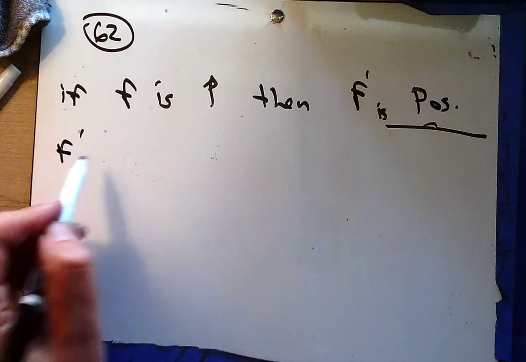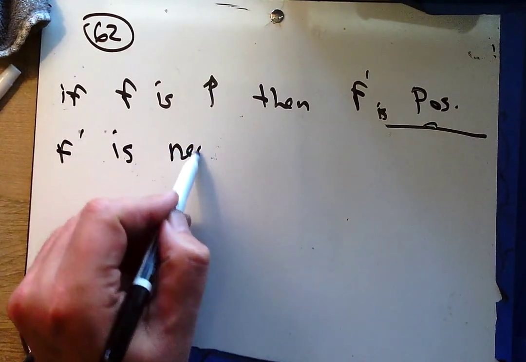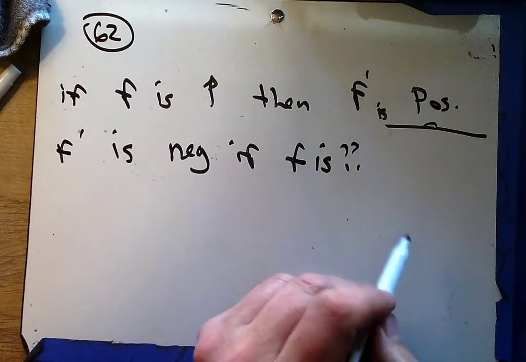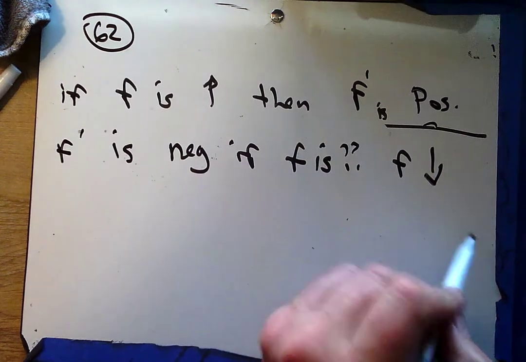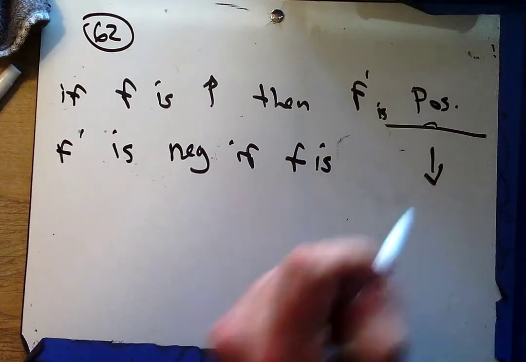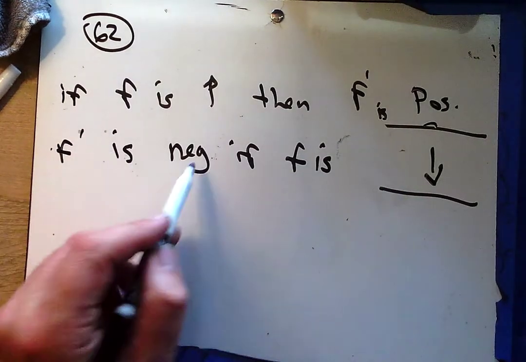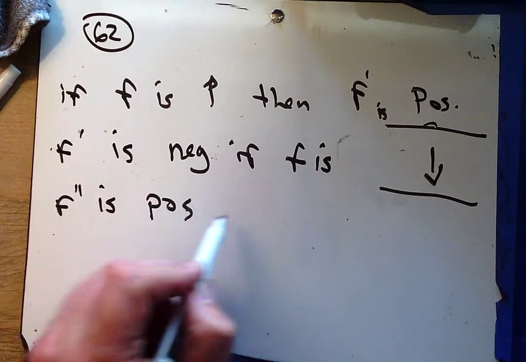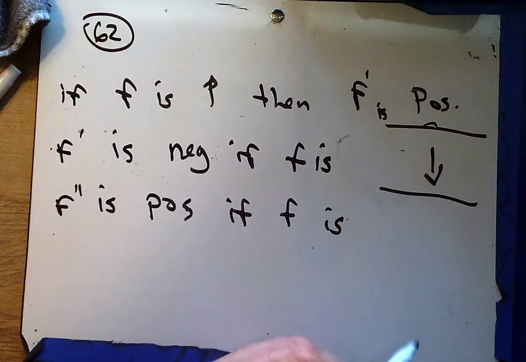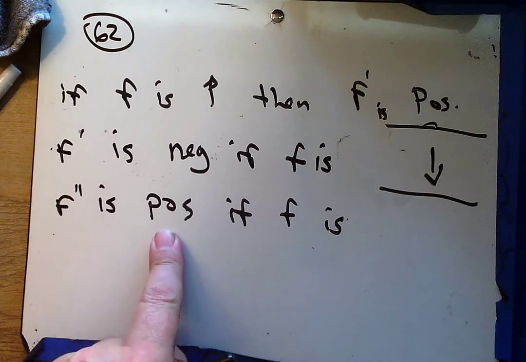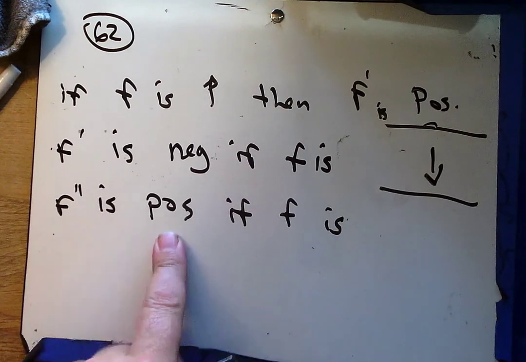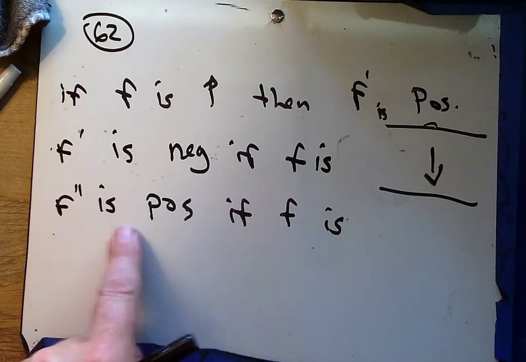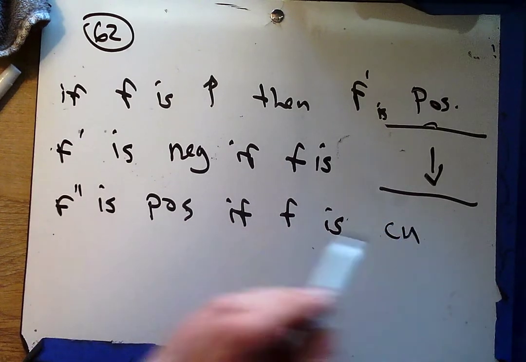Okay, 2. F prime is negative if f is doing what? That's right, f must be decreasing. F is decreasing to make f prime negative. 3. F double prime is positive if f is, well, f double prime positive. Oh, you could say f prime increasing, but this is asking about f. F double prime positive means f is concave up.